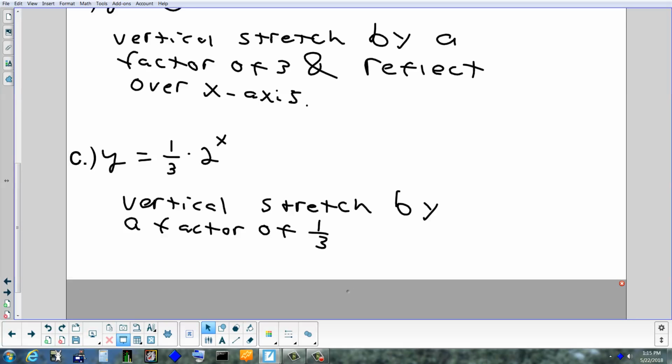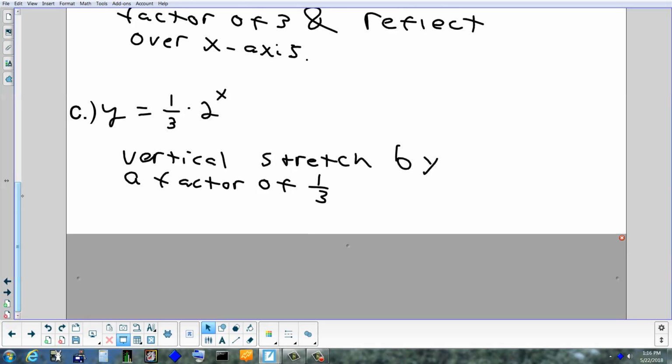So vertical stretch by 1/3. Now, someone said, well, can you say compress? Yep, you could say it compresses by a factor of 3. I would just stick with doing it this way, and you don't have to worry about that. So yes, it does compress 3 times as much. Think if it's like this tall, and it compressed 3 times as much, it's that tall. But that's an easier way to do it. And is there anything else happening? And flipped over the x-axis.